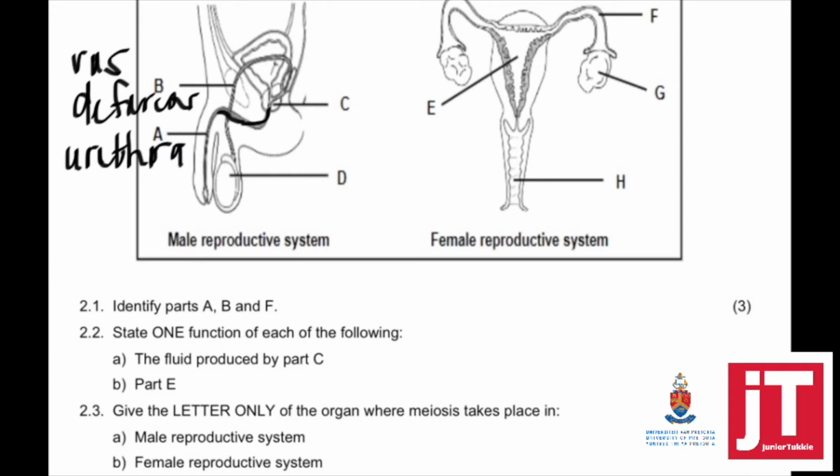And F, if we look, F is in the female reproductive system. F is the fallopian tubes. Fallopian tube, as it's singular, I will rather write.